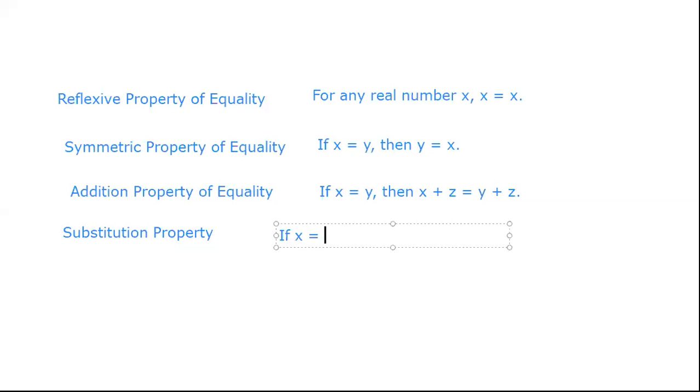If x equals y and x equals z, then we can substitute and say y equals z. So we substituted in place of x. So we took this z and we put it in place of the x, or you could look at it the other way and say we put this y in place of this x. We substituted because we knew they were equal. Either way, I get you that final answer.